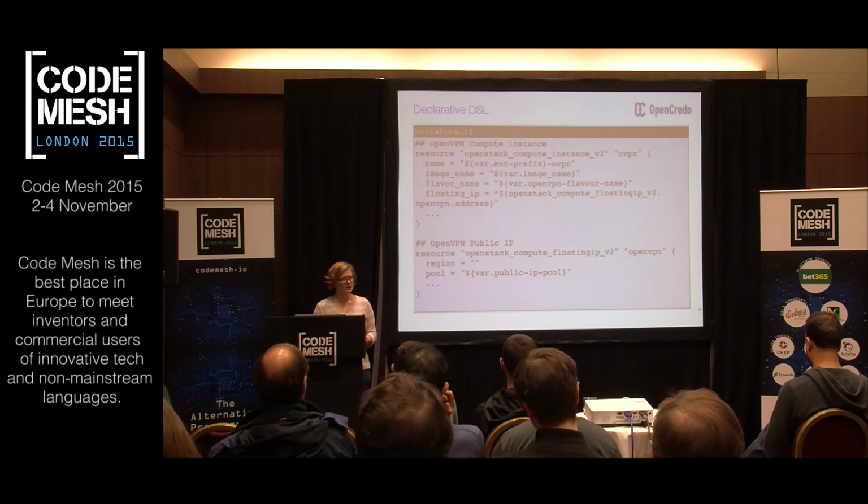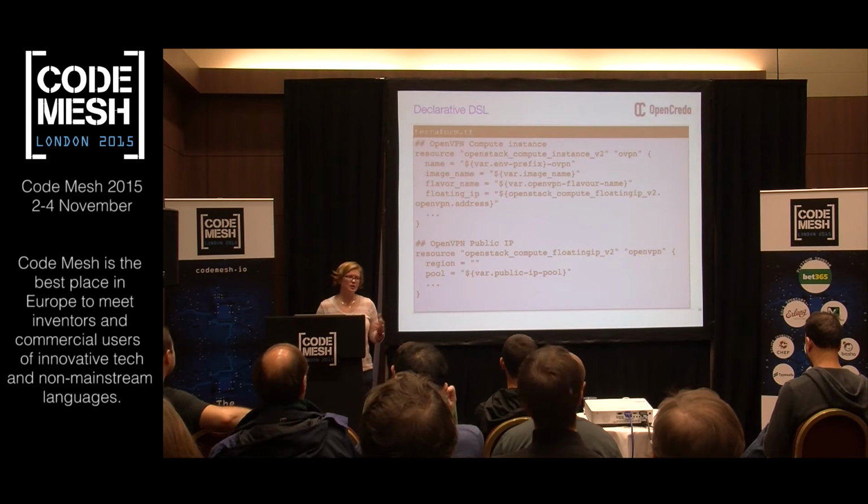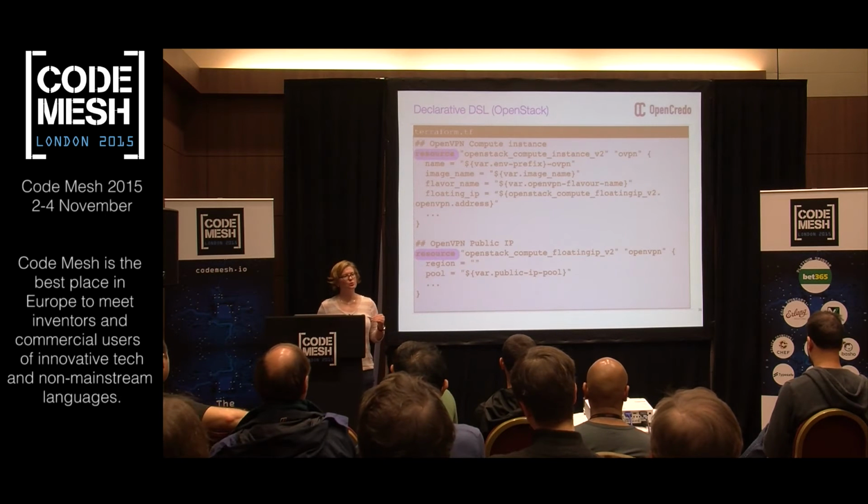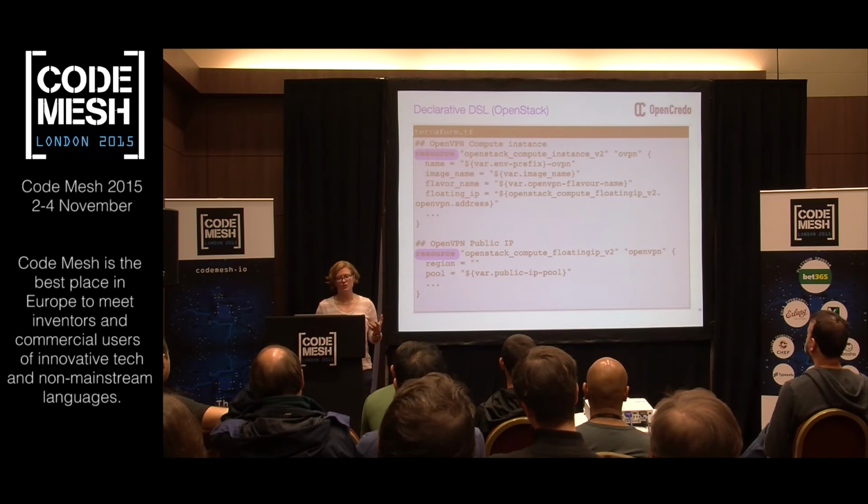The DSL is custom to HashiCorp, and it tries to strike a balance between being human readable and editable, as well as machine friendly. But if you don't like that, there is also a JSON format. Each resource within Terraform represents an individually controllable entity in the cloud.